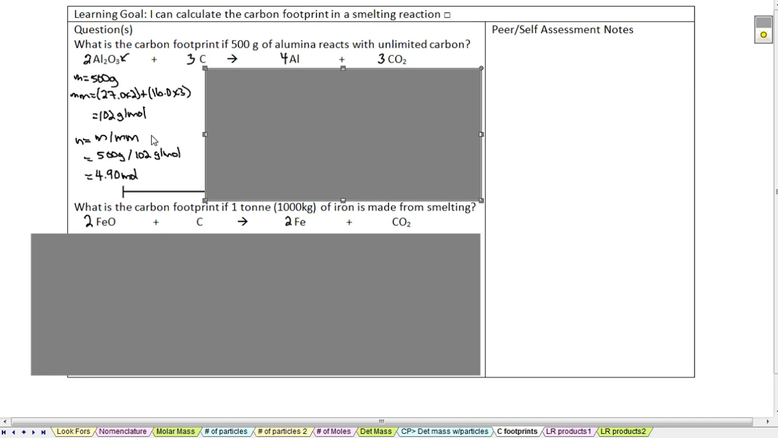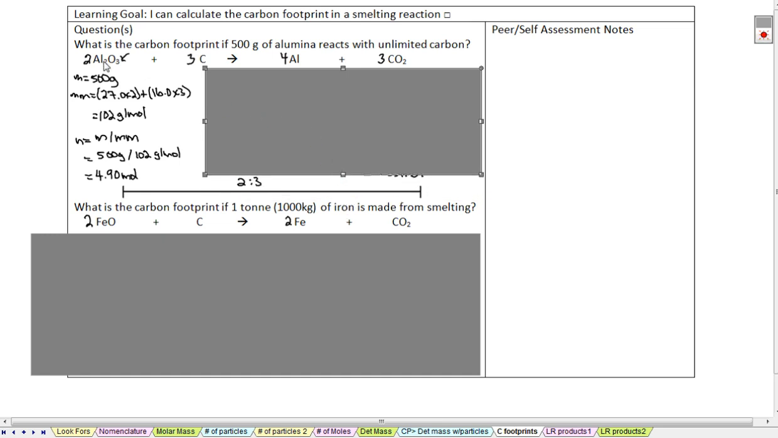But I don't have that many grams. In fact, I have more than that. I have 500. So I take 500 grams, divide by 102, and I get 4.9 moles of alumina.